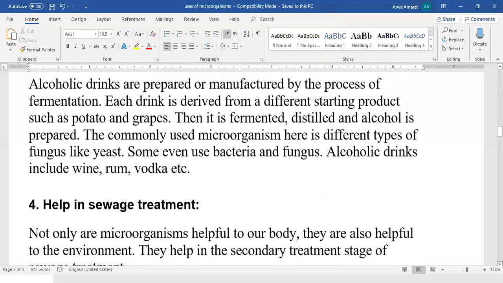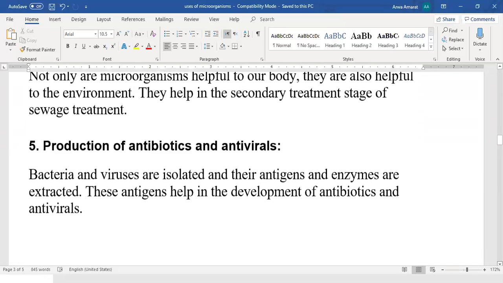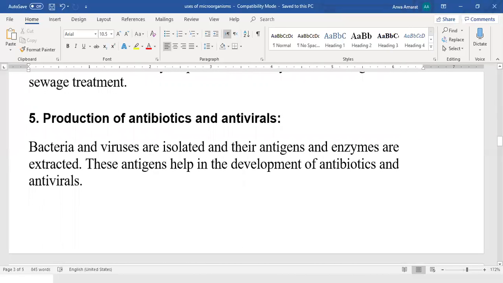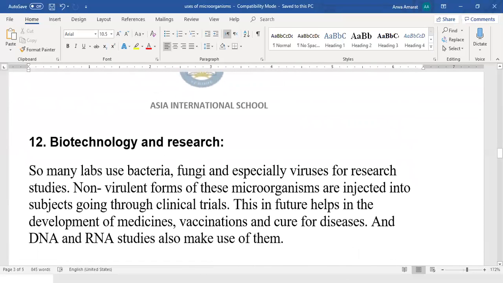Sewage treatment is very important. Microorganisms are helpful in the environment. They are used for treatment of sewage, to get rid of harmful material. Production of antibiotics and antivirals: bacteria and viruses are isolated, and then antigens and enzymes are extracted. These antigens help in the development of antibiotics and antivirals.